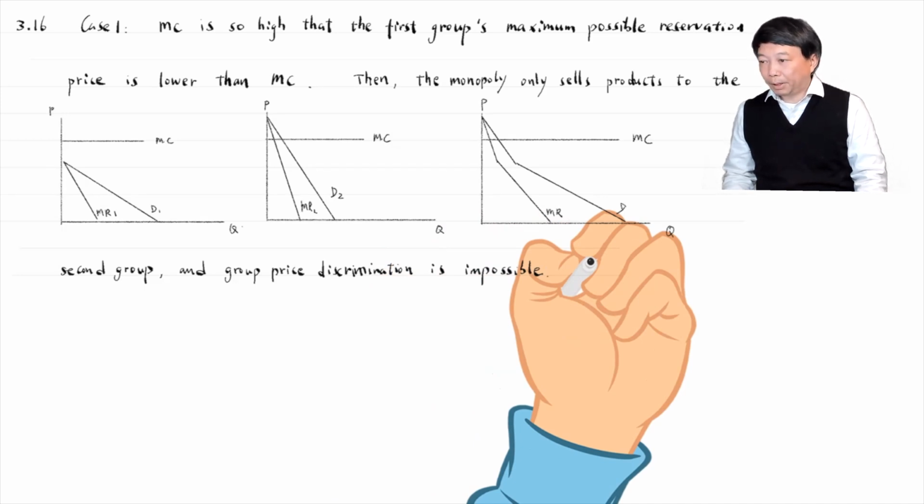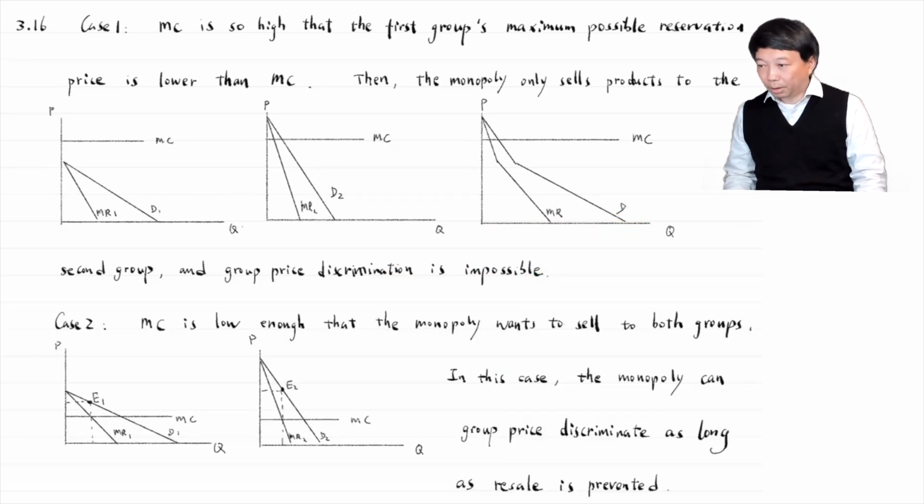Then, the monopoly only sells products to the second group of consumers, and group price discrimination is impossible. In case 2, the marginal cost is low enough that the monopoly wants to sell to both groups. In this case, the monopoly can group price discriminate as long as resale is prevented.